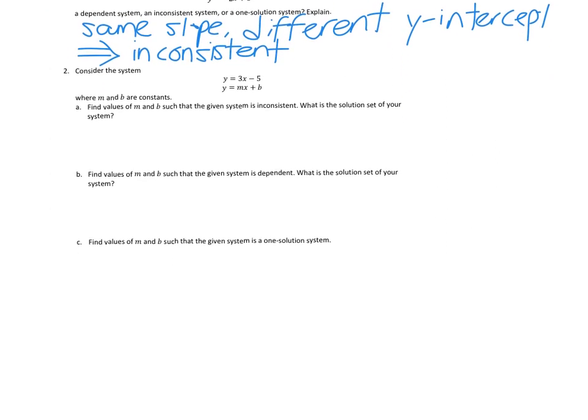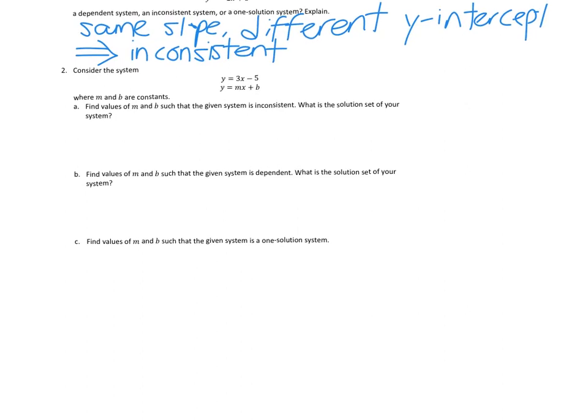All right, and now let's look at this system. So y equals 3x minus 5, y equals mx plus b. Find values of m and b such that this system is inconsistent. Well, if it's inconsistent, it has to be two parallel lines. Parallel lines have the same slope, so m has to be 3. And then our y-intercept has to be different. So you can choose b just that's not negative 5. So for instance, I could choose 0, 1, 2, 3, 4, 5, something like that. So this is going to be an inconsistent system.